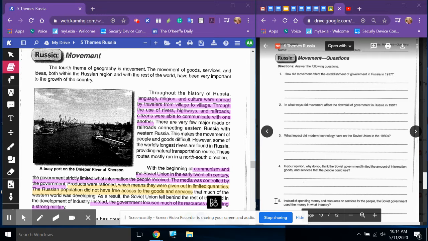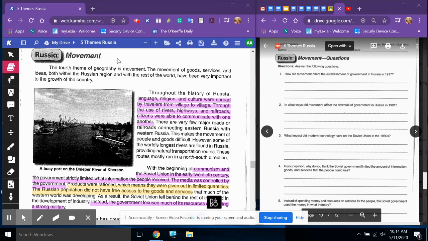Instead of spending money and resources on services for the people, the Soviet government used money in what industry? You'll see that I've highlighted the things that stood out to me as I first did the reading. The fourth theme of geography is movement.